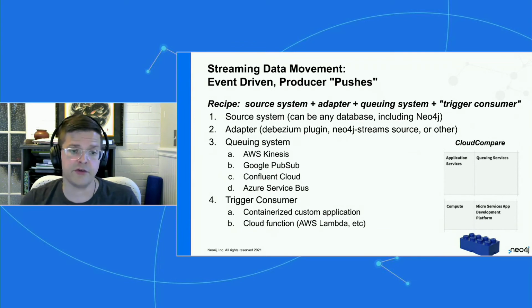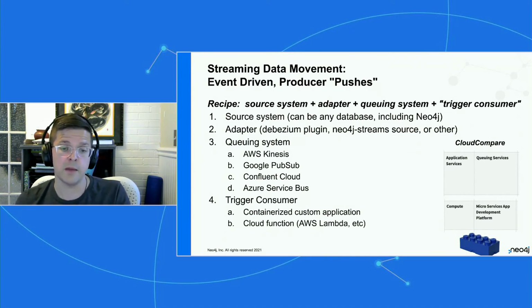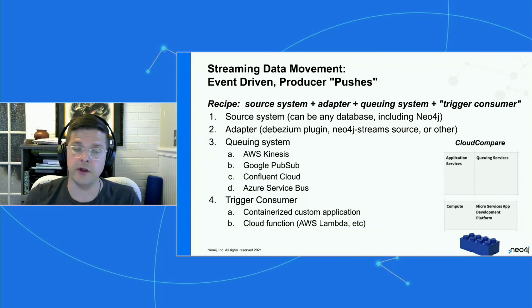Finally, the last piece is a trigger consumer. Now, remember, we've said that in a streaming architecture, the producer pushes the information. So when a message arrives on the queue, you need a trigger consumer that acts on the basis of that message. And so typically, that bit of code is going to be a containerized custom application or a cloud function like an AWS Lambda. And in that earlier architecture, I had a Google Cloud function that was taking something off of PubSub and that was writing it into Neo4j.